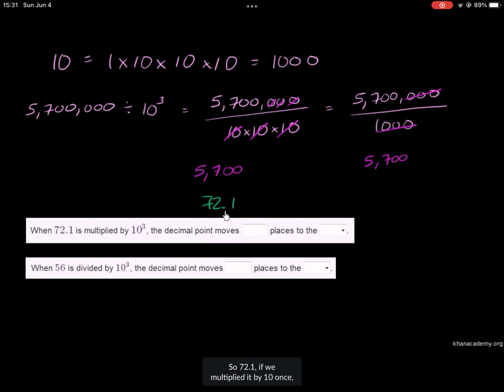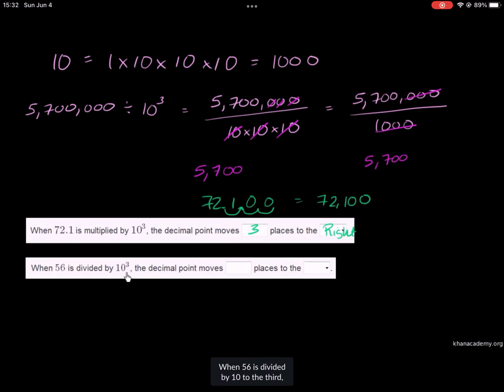So 72.1, if we multiplied it by 10 once, then we would move the decimal point over once and we get 721, which makes sense. 72 times 10 is 720. 72.1 times 10 should be 721. But if we want to multiply it by 10 3 times, we're going to move the decimal place over not just once, but twice and 3 times. And you say, wait, how can I move it over? There's nothing here. Well, you throw a 0 in there. And so it's going to be equal to 72,100. Now, they're not asking us that. They're just asking how we would do it. And we saw the decimal point moves 3 places to the right. And the big key here is you're going to get a larger number when you multiply by 10 3 times or multiply by 1,000.